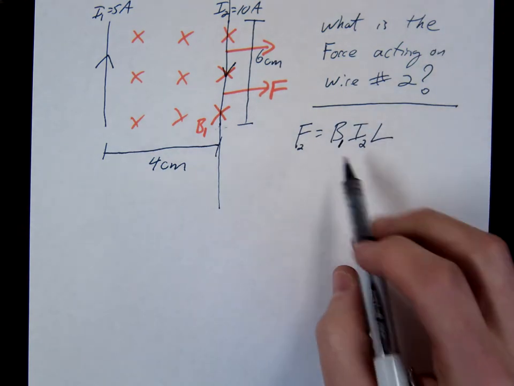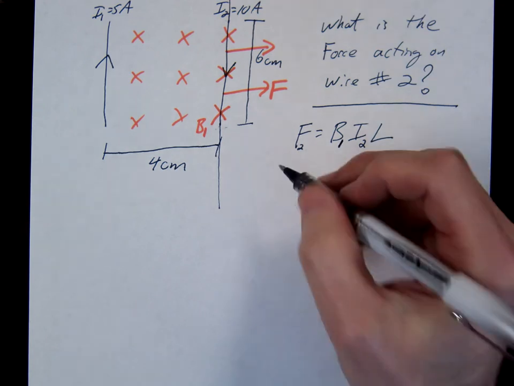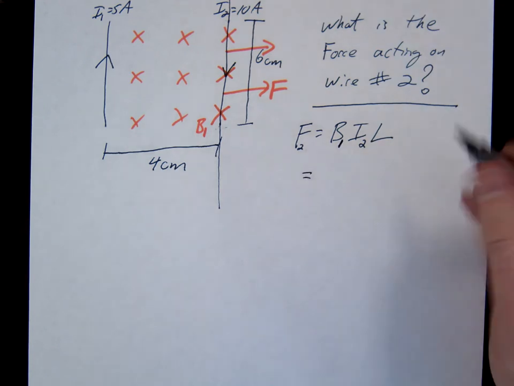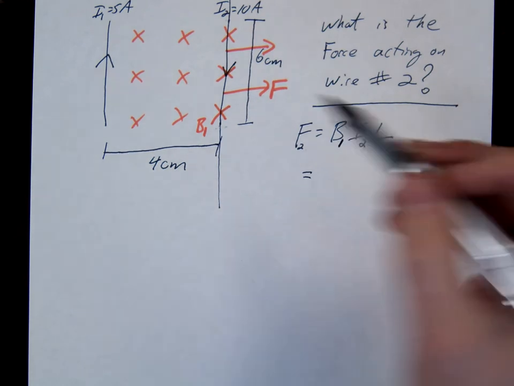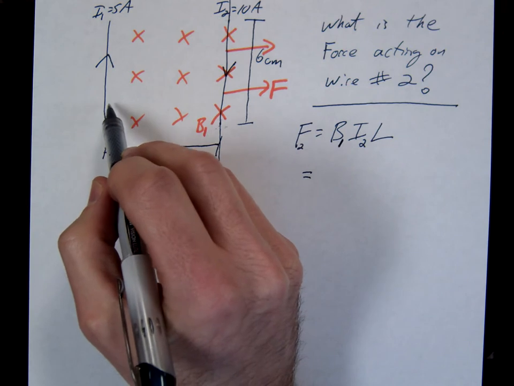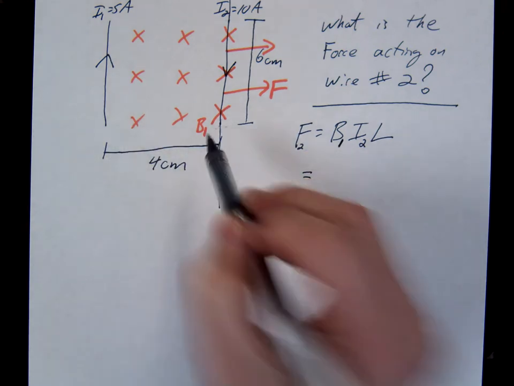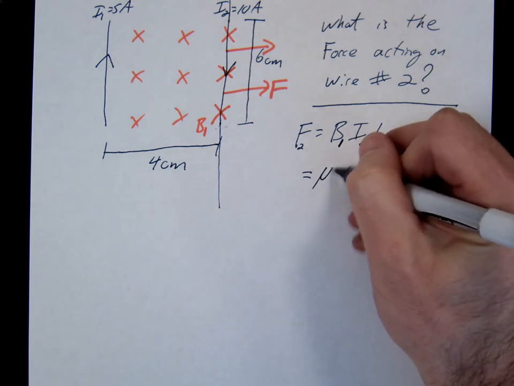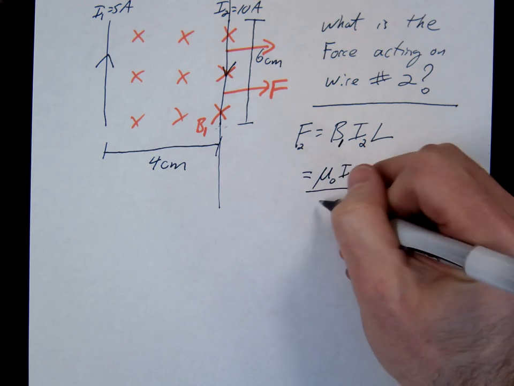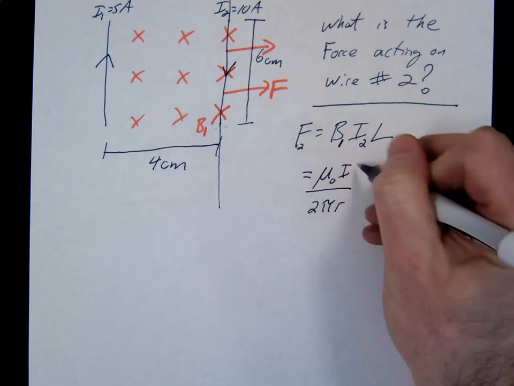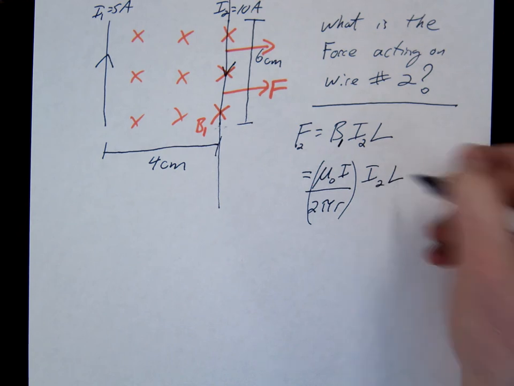Okay, let's keep going. So we know B1, or we can find B1. How can we find B1? Where's B1 coming from? The magnetic field created by wire 1. So wire 1 is creating the B1. And so the way we figure that out is using mu I over 2 pi r, times I2 times L.